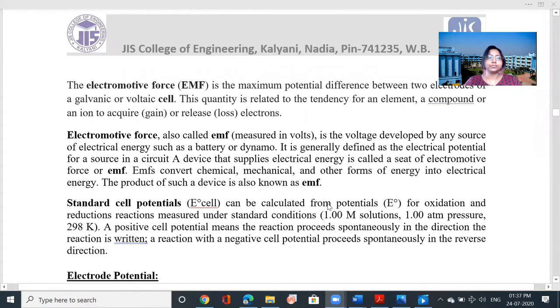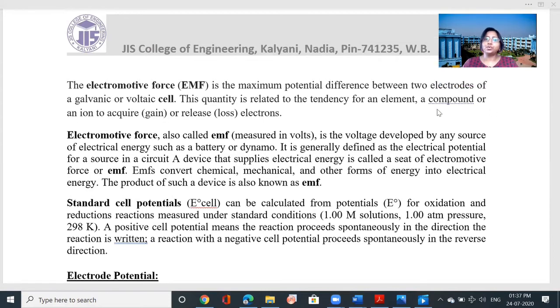Now, what is the cell EMF? The electromotive force, EMF, is the maximum potential difference between two electrodes of a galvanic or voltaic cell. This quantity is related to the tendency for an element, a compound or an ion to acquire or release electrons.